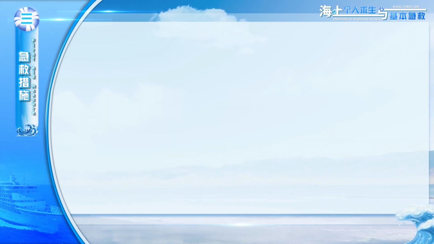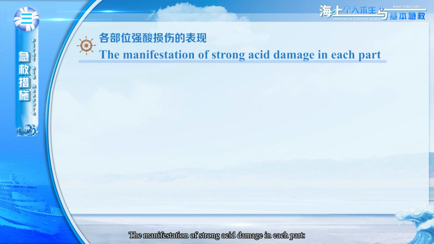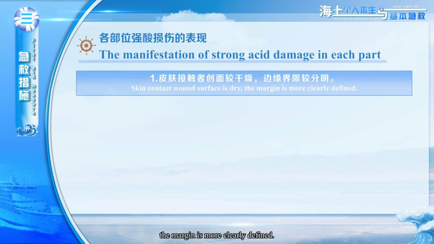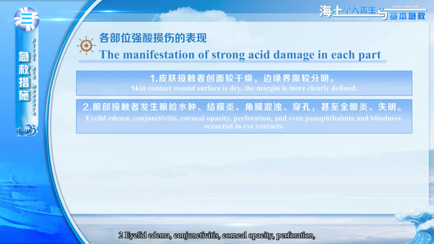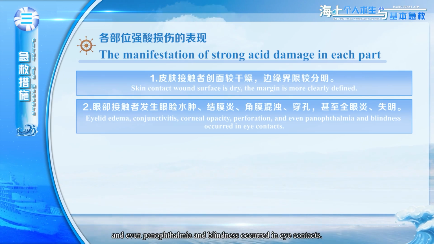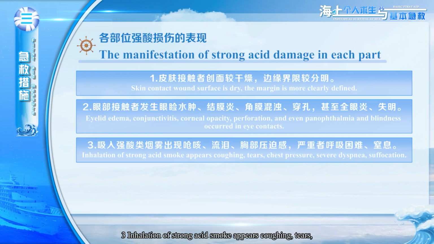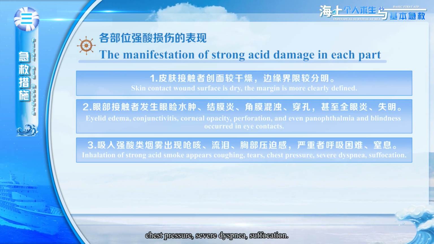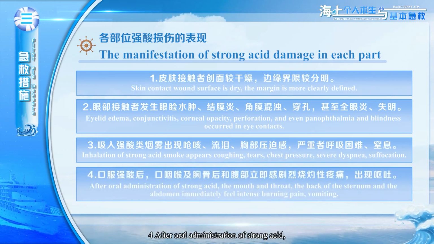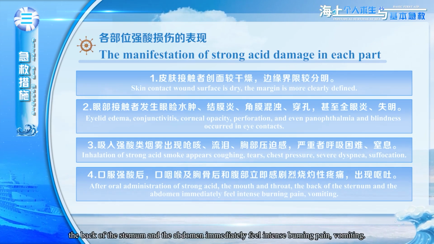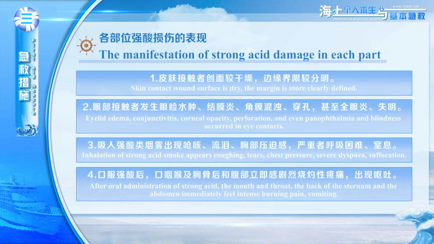The manifestations of strong acid damage in each part. 1. Skin contact: the wound surface is dry, and the margin is more clearly defined. 2. Eye contact: eyelid edema, conjunctivitis, corneal opacity, perforation, and even panophthalmitis and blindness. 3. Inhalation of strong acid smoke causes coughing, tears, chest pressure, severe dyspnea, and suffocation. 4. After oral intake of strong acid, the mouth and throat, the back of the sternum, and the abdomen immediately feel intense burning pain, with vomiting.